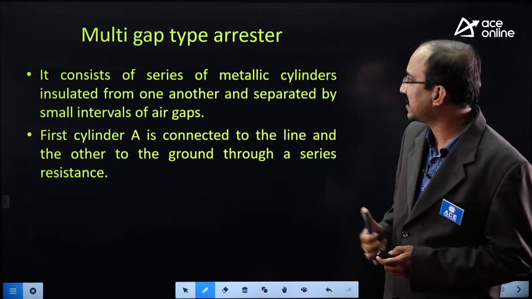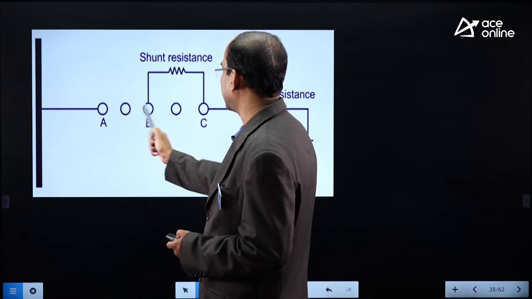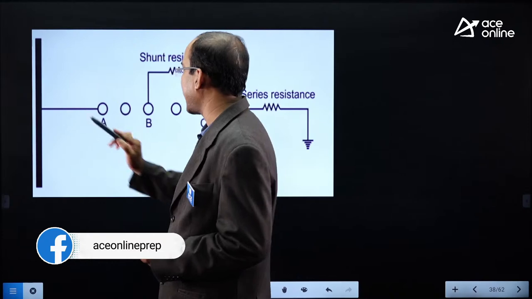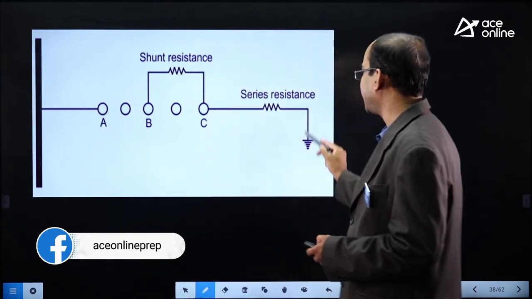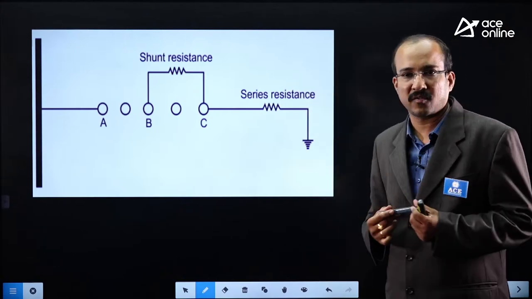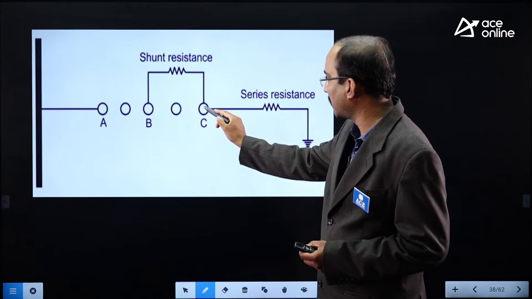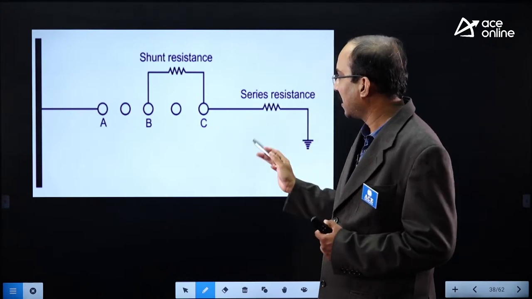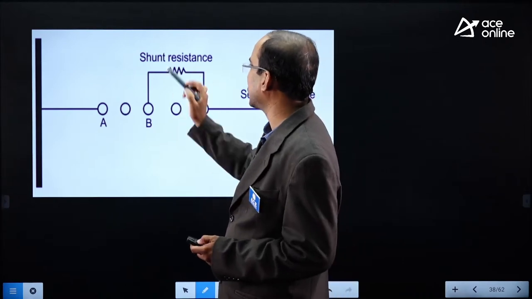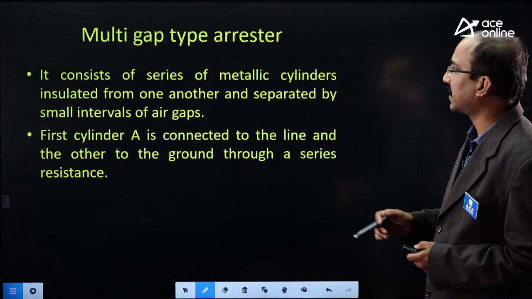Now let us look at this multi-gap type arrester. It consists of cylinders like this, and one cylinder is directly connected to the line that is to be protected, and the other is grounded through a series resistance to limit the current. By connecting this series resistance, the degree of protection gets reduced. So in order to improve that, we are using a shunt resistance in multi-gap type arresters.